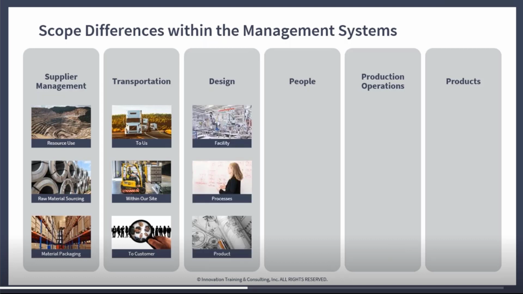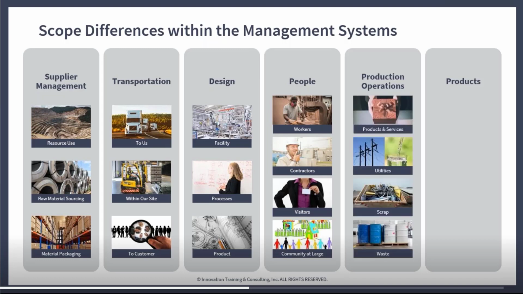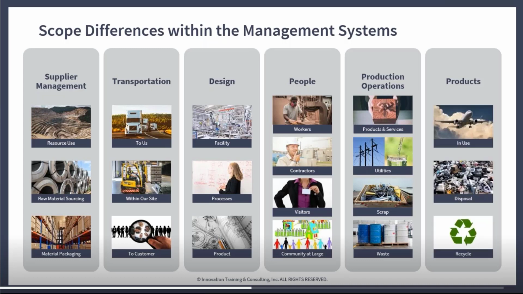Design is important for our facility, for processes, and of course the product itself. And we are concerned with four kinds of people: the workers, contractors, visitors, and the community or society as a whole. When we get into production and operations, we've got the final product, the utilities that enable us to do the manufacturing and operations. You're going to have scrap and byproducts and waste. And then the products, we think about them in use. So if it's a plane in use, we think about noise, fuel efficiency, other characteristics of it in use. After its useful life, it's going to be disposed of or we get another use out of it.